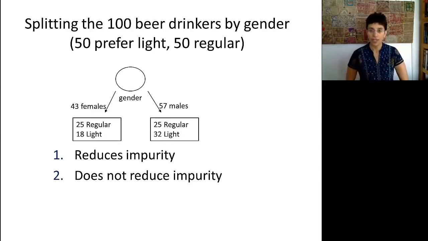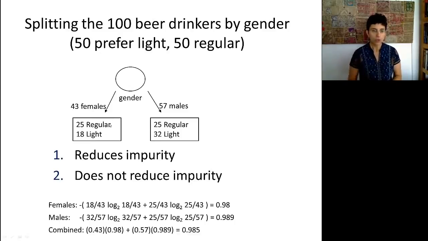All right, let's look at the computation of entropy. So originally we have 100 people broken down exactly 50-50, which means the original entropy is 1. What happens when we look at the females? When we look at the female node, we have 25 out of the 43 preferring light beer, so we have 25 over 43 times logarithm base 2 of that number, and we have 18 over 43 preferring the regular beer, so we do the same thing with that number. And when you add up all these numbers and take a negative sign, we get an entropy of 0.98. We can do a similar computation for the male node, and we'll get an entropy of 0.989.